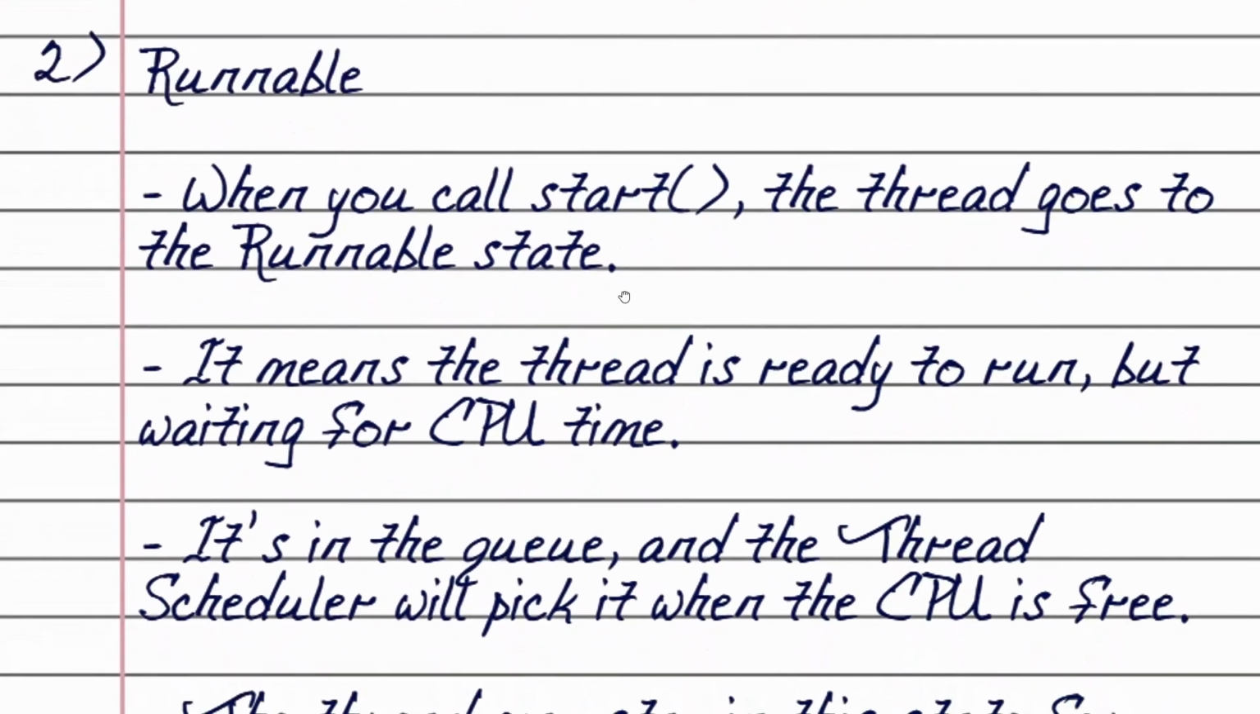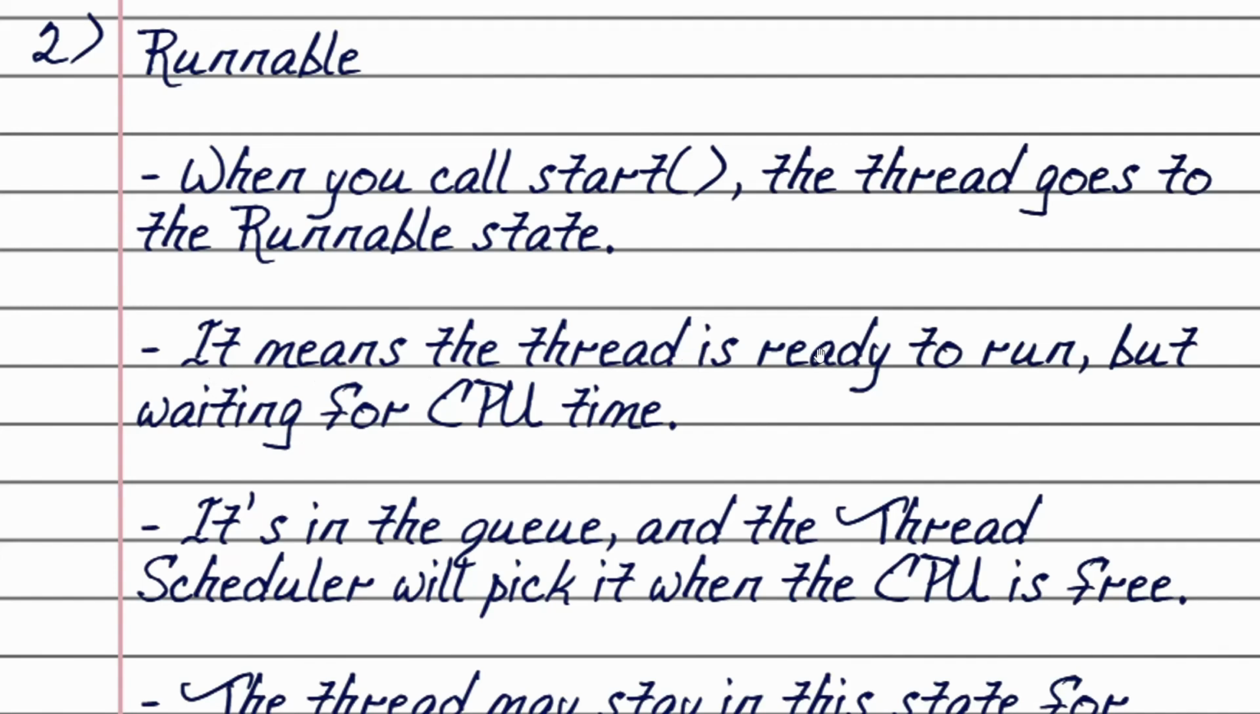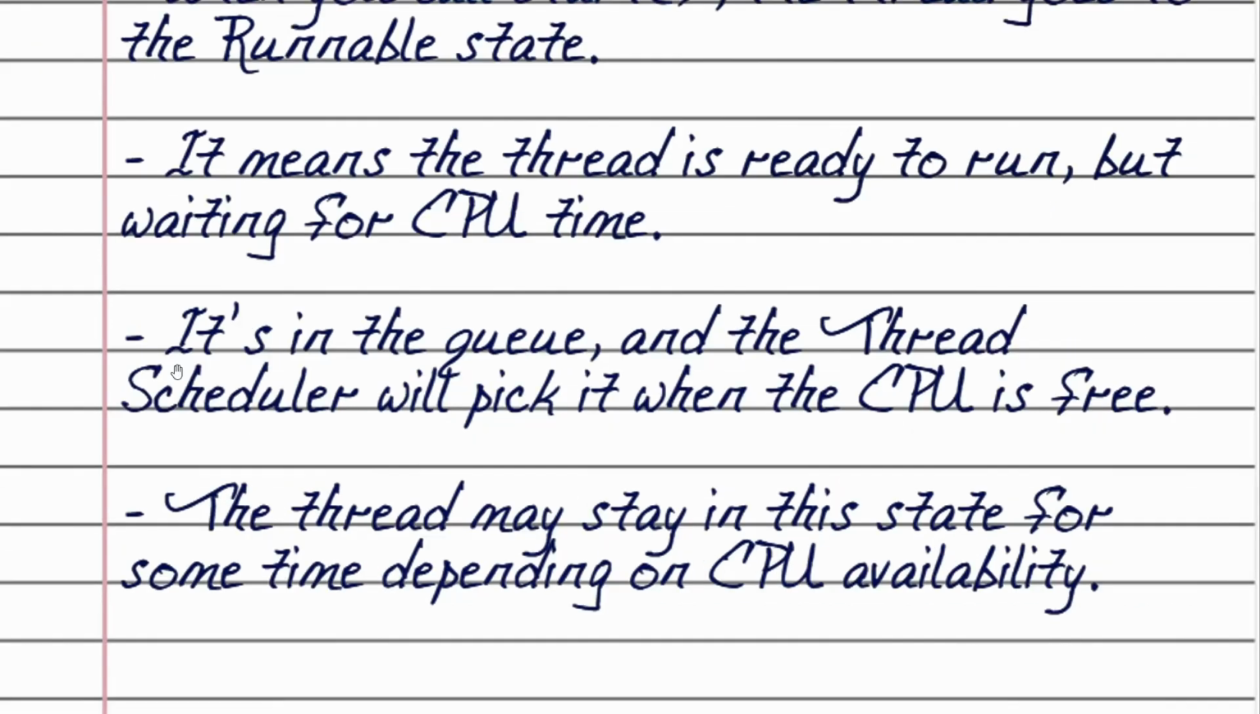As we have seen in the diagram, it means a thread is ready to run but waiting for the CPU time. Next, it's in a queue and a thread scheduler will pick it when the CPU is free. So the CPU has various tasks, and as the CPU gets free, the thread scheduler will pick it and it will go to the running state. The thread may stay in this state for some time depending on the availability of the CPU.